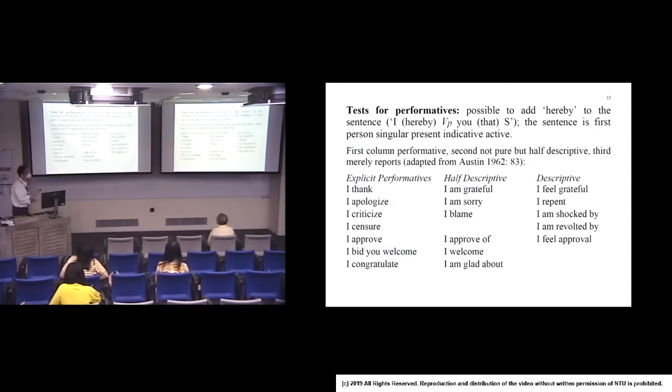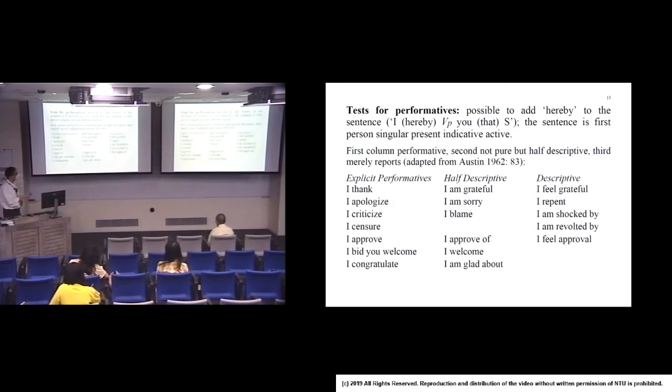And then they broke it into these three types: explicit performatives, like I thank you, I apologize, I criticize, I censor, I approve, I bid you welcome, I congratulate you. Half descriptive, where you're really talking about your feelings: I am grateful, I am sorry, I blame, I approve of, I welcome, I am glad about. And then just simply descriptive, where you say, I feel grateful, I repent. You're not really repenting when you say I repent. It doesn't work the same way as apologize. I'm shocked by, I'm revolted by, I feel approval for something.